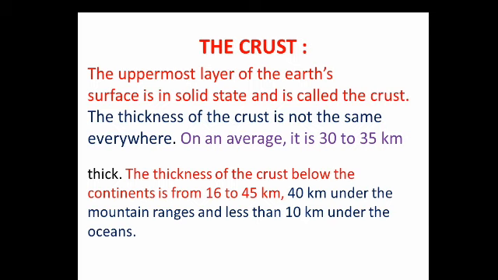Next, students, the first layer of the earth, the crust. The uppermost layer of the earth's surface is in solid state and is called the crust. The thickness of the crust is not uniform everywhere, and on average it is 30 to 35 kilometers thick.